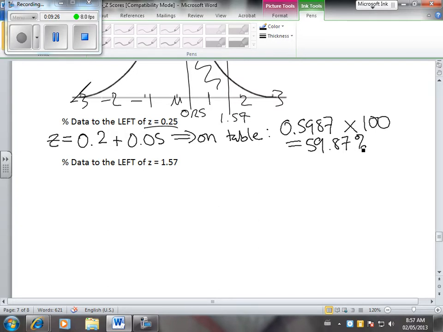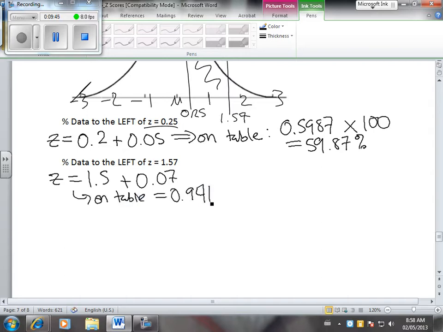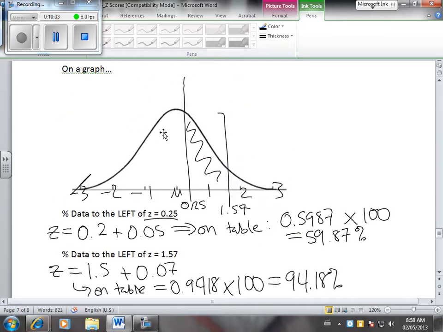And we'll keep both decimals until we have our final answer. When you have your final answer, you can round up. But until you get to your final answer, just keep all your decimals. And then same thing here. We have a z of 1.5 plus 0.07. On the table, this equals 0.9418. And feel free to pause the video and go find these on the table so that you're comfortable using the table and that you're using it correctly. We multiply this by 100, and we get 94.18%.